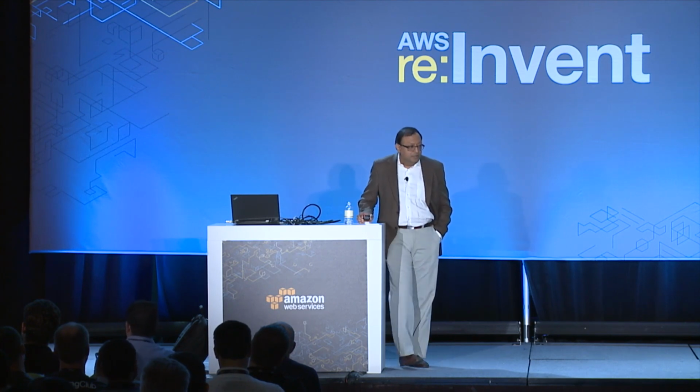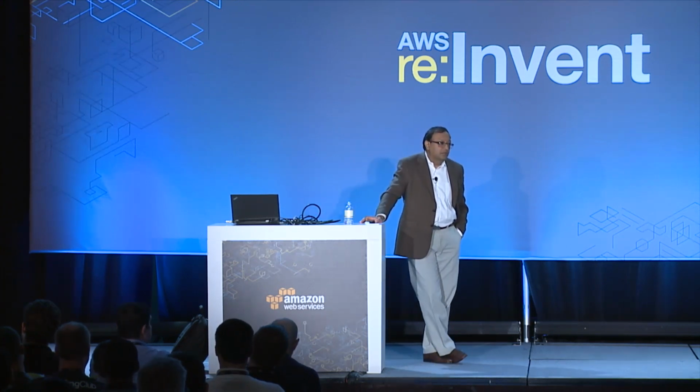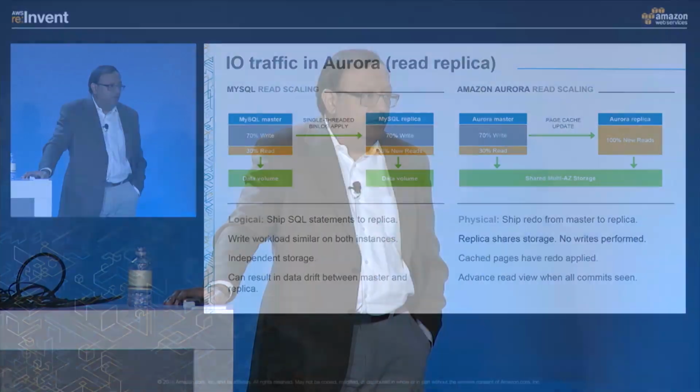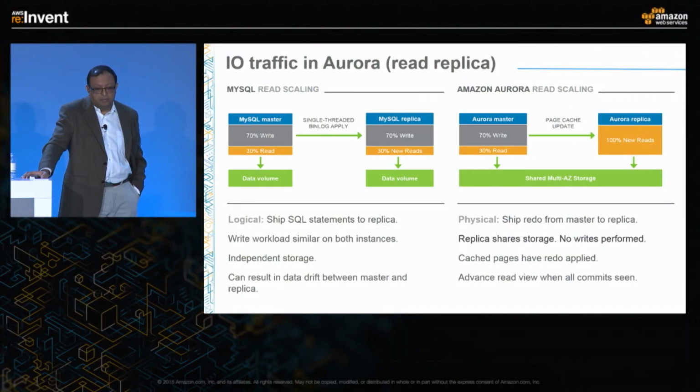So what we do instead is that we run the replica on the same underlying storage as the master node. It's multi-AZ storage, so you can run on any AZ inside that same region. Just like we send redo records to the storage nodes, we send those same redo records to the read replica. The read replica is responsible for basically saying, hey, do I have this data block in cache? If so, let me go and apply this change. If not, I can just throw it away because I can get that data off of the shared storage.